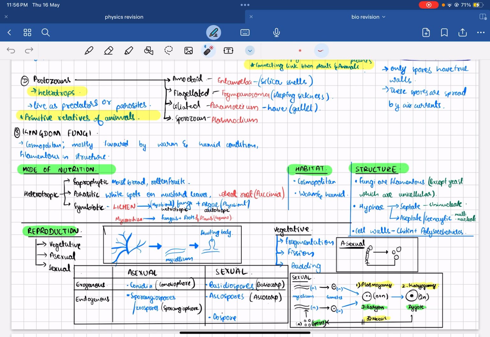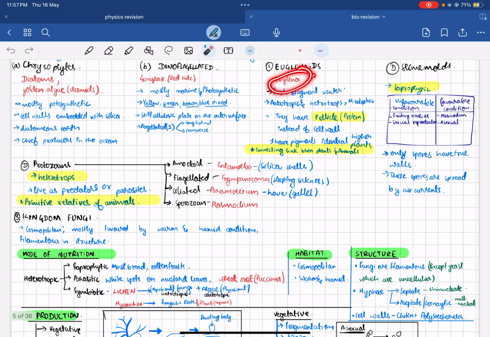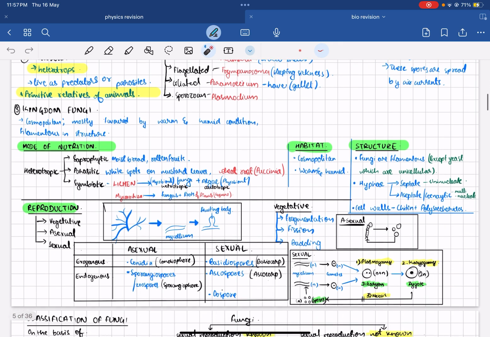Primitive relatives of animals. These are primitive relatives of animals. And the connecting link which we have known is Euglena. The connecting link is Euglena, but the primitive relatives of animals are protozoans.